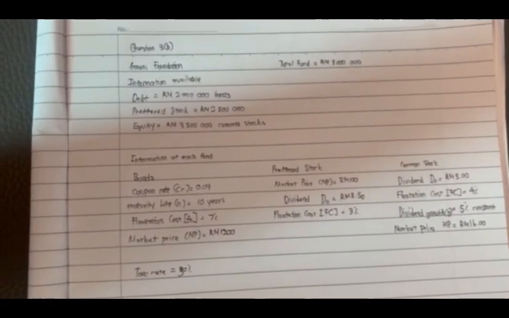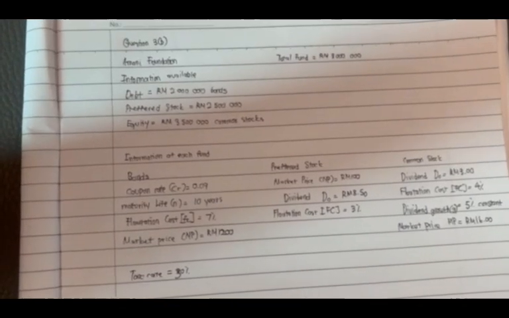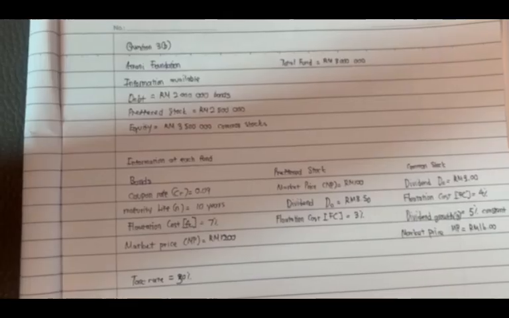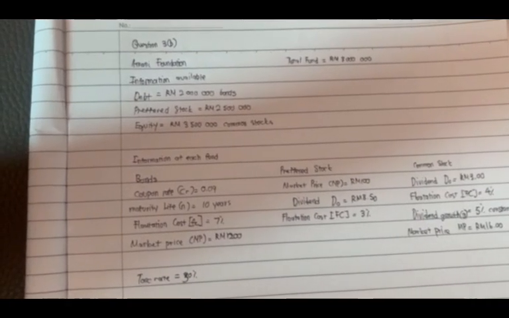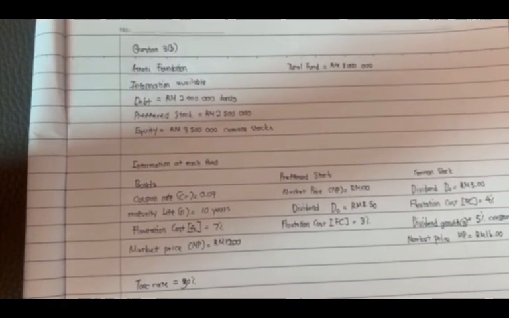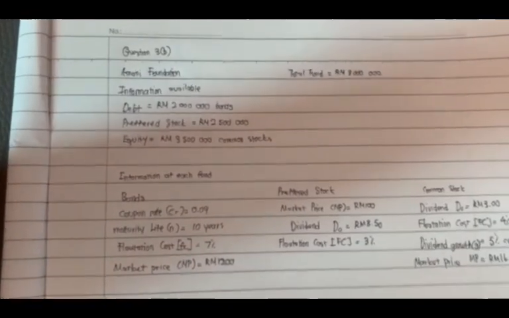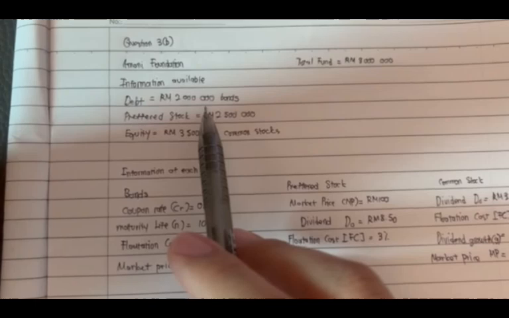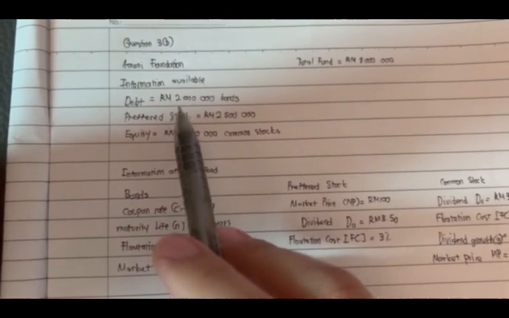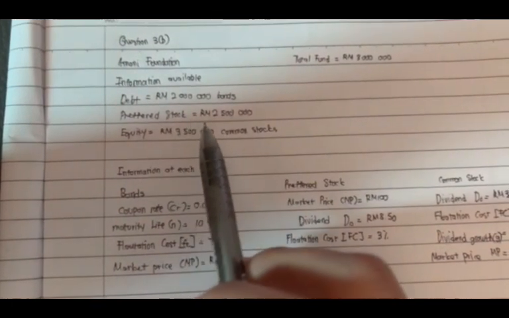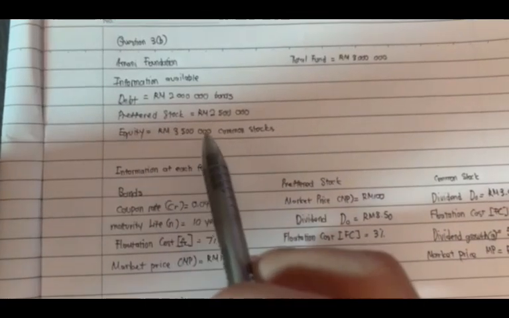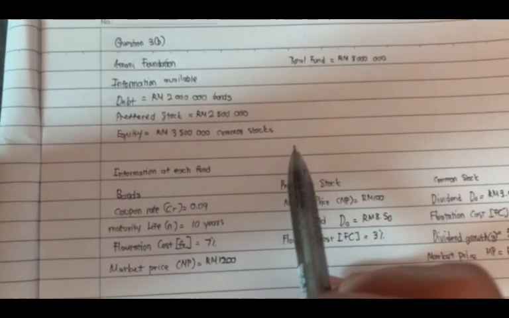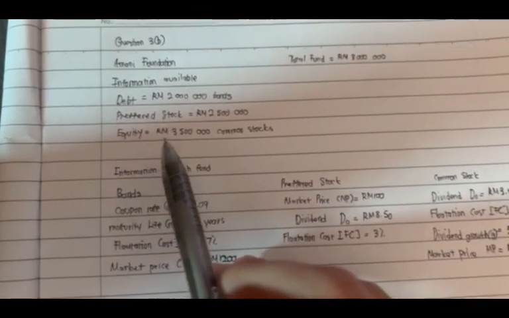Okay, moving on to question 3B. 3B is about the Amani Foundation. Based on the question, Amani is looking for a fund of 8 million through issuance of bonds, preferred stocks, and common stocks. Based on the information available, the 2 million bonds is the debt. Meanwhile, the 2.5 million is the preferred stock, and the 3.5 million common stock is referring to the equity.